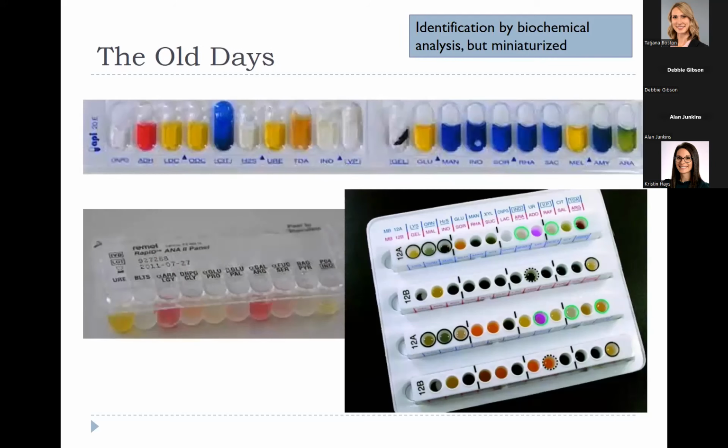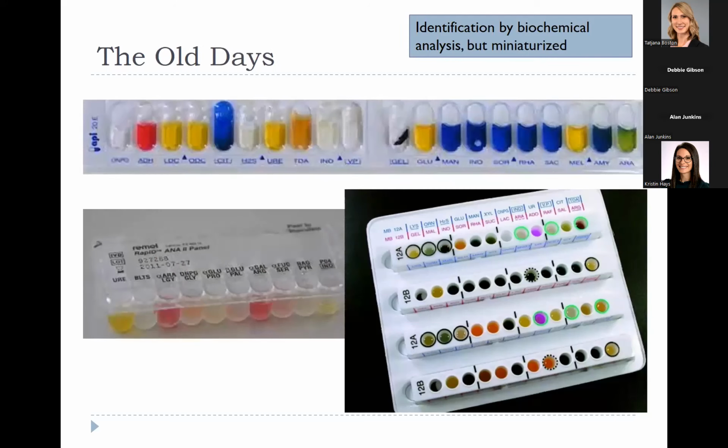Then we get to the not so old days, in fact the days that are still going on right now. We not only have these miniaturized, but we have it automated. This is a Vitek card over here on the right, and this is a MicroScan panel down here on the left. You can see in all the little purple lines, these are all the exact same biochemical tests that we've used for 100 years. They're just small, and we can put them in this machine. The machine will incubate it, read it, and analyze it, so we don't have to think about it as much as we used to. But it's the same mechanism of identifying microorganisms that we've used for very close to 100 years.